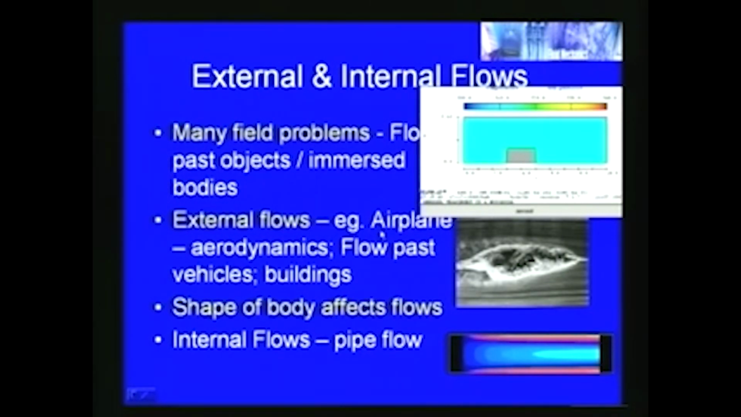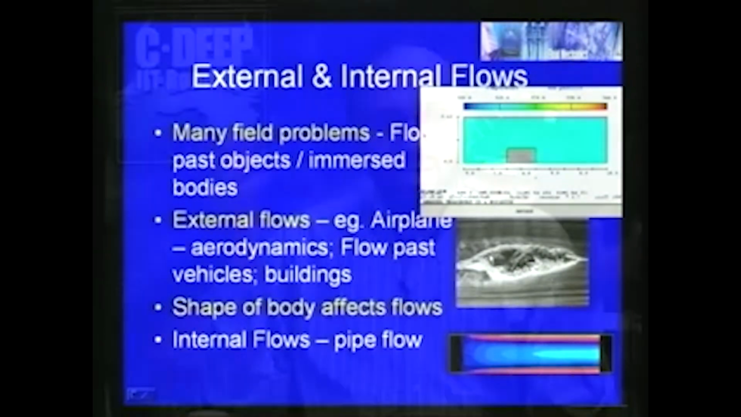There are a number of examples, as I mentioned, like the aerodynamics of flow past airplanes, vehicles, buildings, etc. Here the important parameter is the shape of the body. Depending upon the shape of the body, the flow behavior changes, and we have to analyze whether it is a blunt body, a smooth body, or a streamlined body. Depending upon that, the flow behaves differently. So external flows are an important class of fluid flow problems which we have to deal with most of the time.